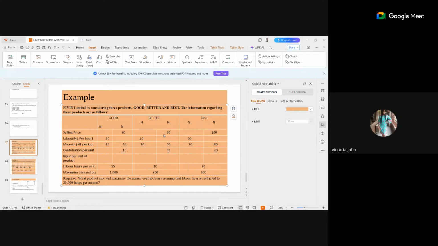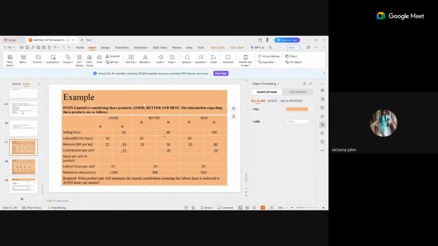Then the labor, 2 naira per hour, is 30 naira for good, 20 naira for better, 16 naira for best. Then the material, 1 naira per kg. We have 15 naira for good, we have 30 naira for better, and 20 naira for best. Then the contribution per unit for good is 15 naira, 30 naira for better, and 20 naira for best. Inputs per unit of the product.